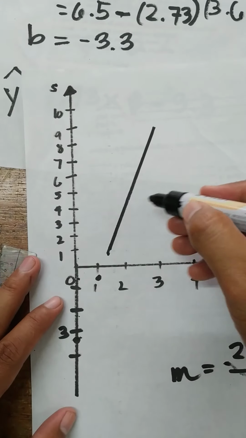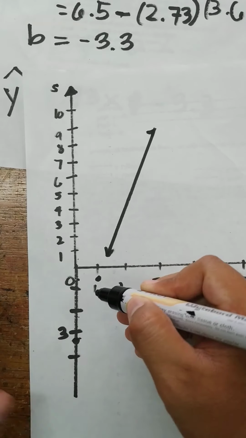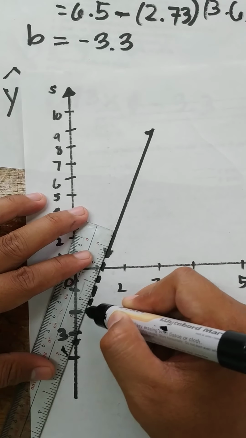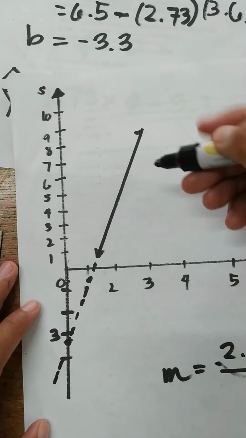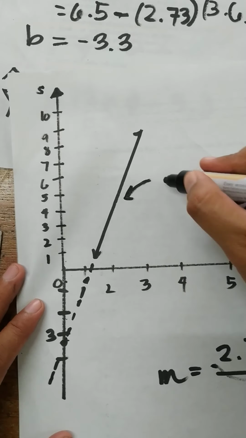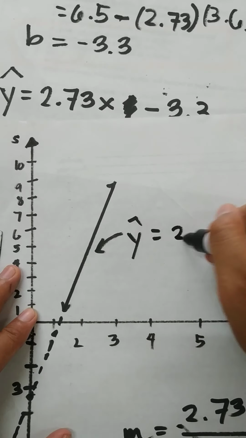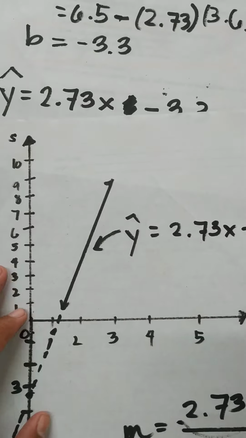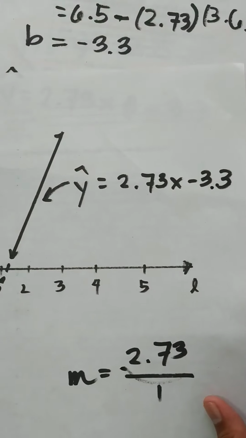So now this is my equation. I can actually connect that one. It's somewhat irrelevant because it's negative here, so that's why I made sure that it would be right there. I'm going to write our equation here, which is y hat equals 2.73x minus 3.3. Okay, so 3.3. That's right. See you.